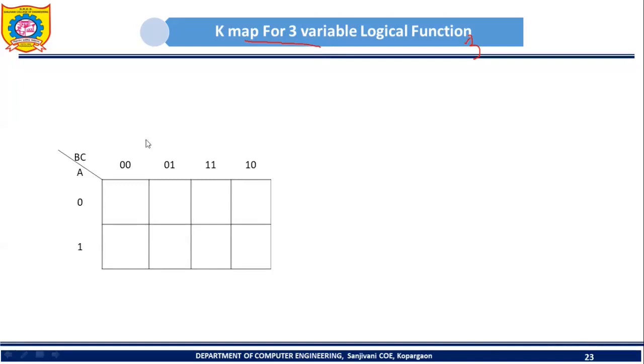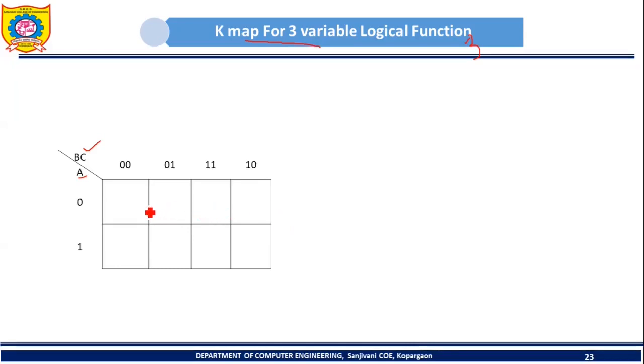So see, the format of three variable K-map will be like this. Here we have the first variable A, and here I have shown the remaining two variables, that is BC. So A variable can have two possible values, 0 and 1. That's why here you can see two rows. B and C can have four possible combinations, that is 00, 01, 10 and 11. So that's why in this K-map you can see four columns.